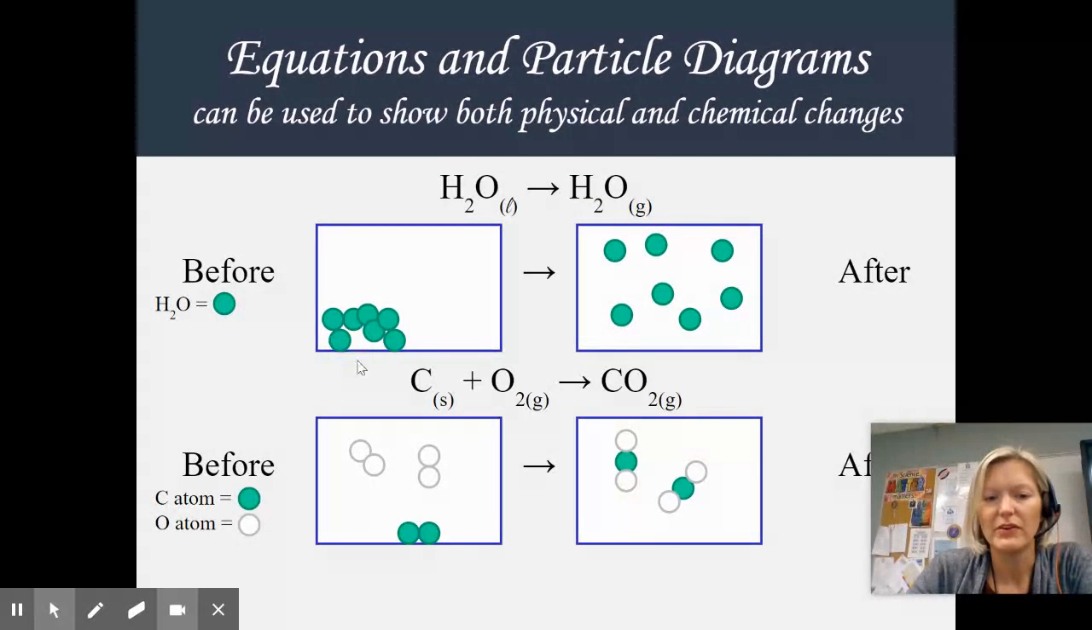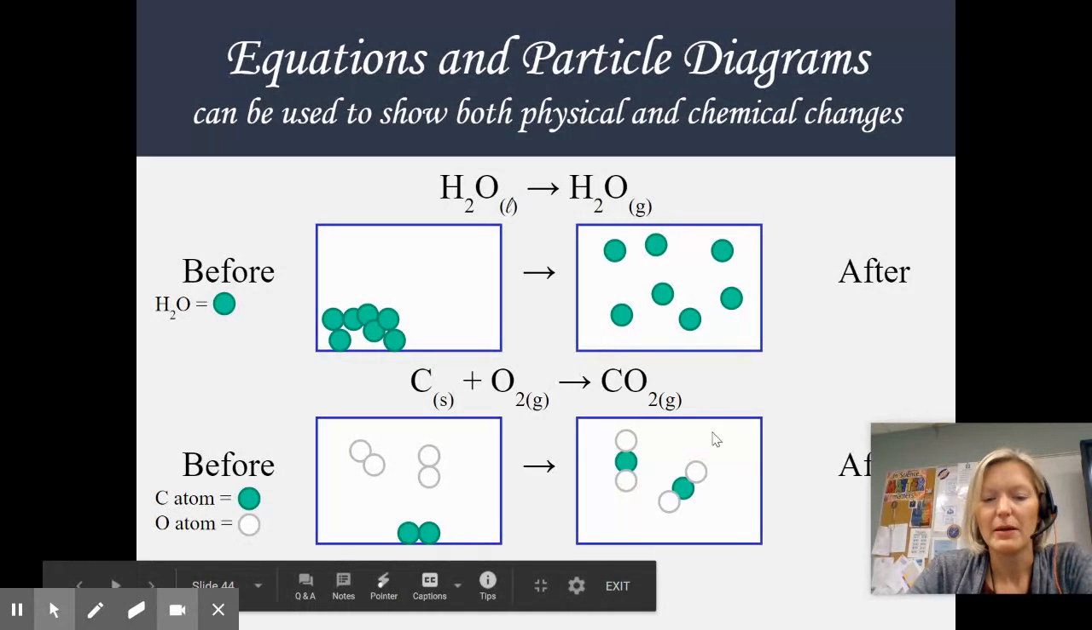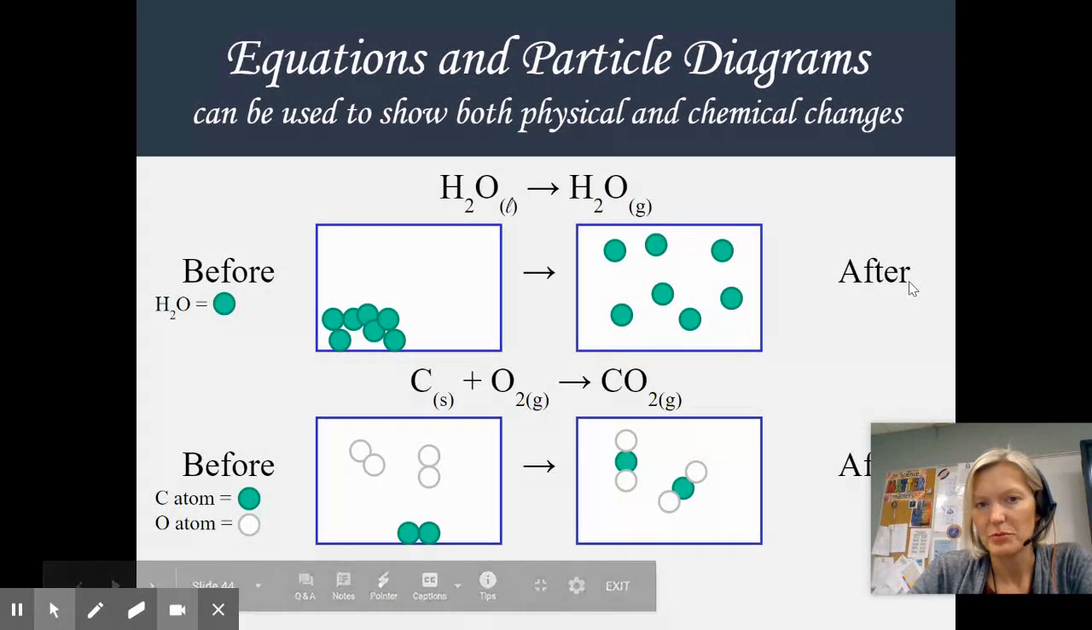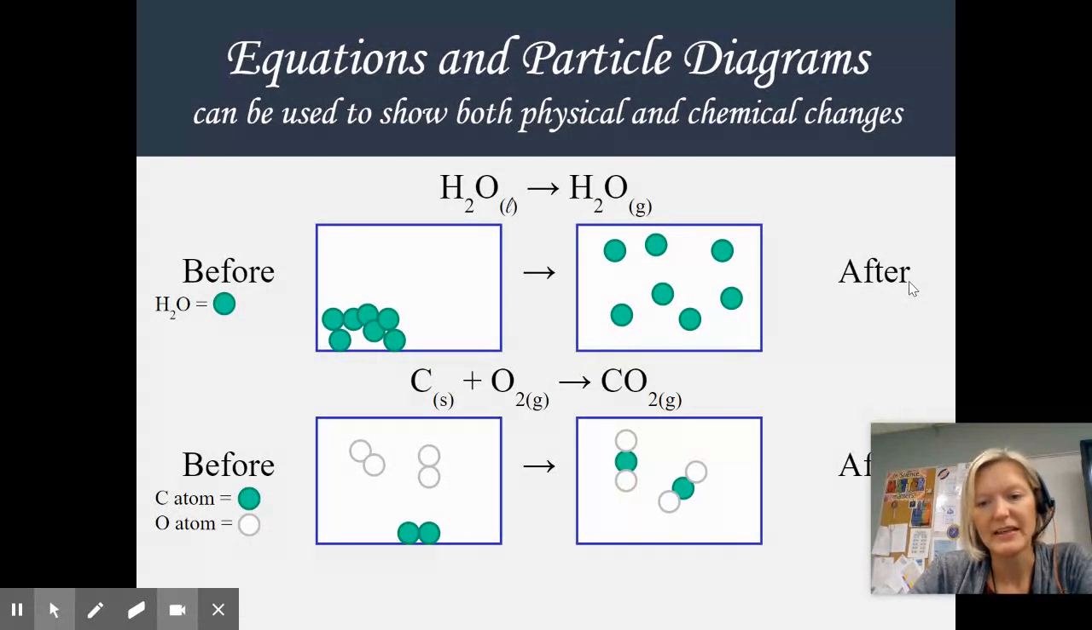So liquid, we've got all of our water molecules at the bottom. When it turns into a gas, they spread out. A solid would be geometrically shaped. For the chemical change, we're starting with solid carbon, which is 2 greens, and 4 oxygens, which would be 2 oxygens and 2 oxygens. And when they combine, it makes carbon dioxide gas.